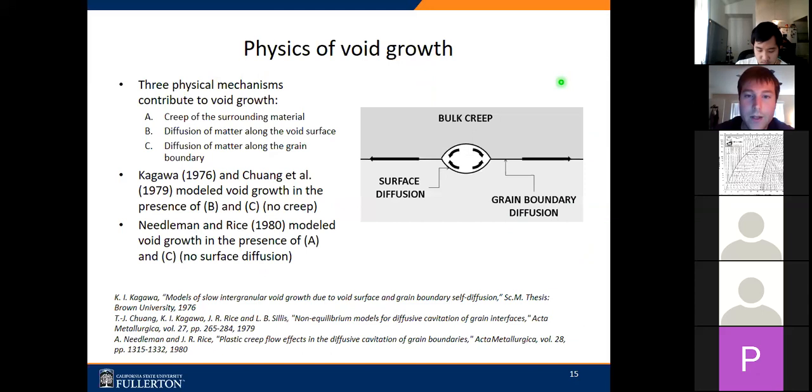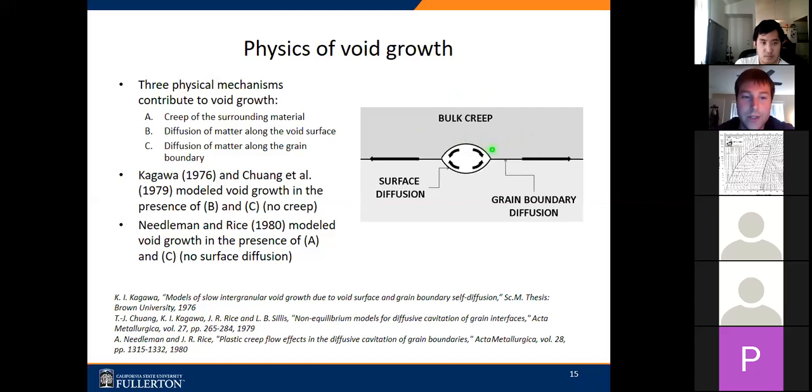So to give you some background here, there are three mechanisms that contribute to void growth. This is at a macroscopic level. I just told you that at a microscopic level, you've got dislocation motion going on, but we're not really interested in that level of resolution here. One is creep of the surrounding material. So if you apply a stress, the material is going to creep, it's going to deform, and that is going to cause the void to grow.